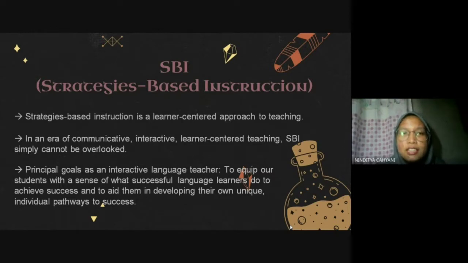So, what is strategies-based instruction? Well, SBI, or strategies-based instruction, is a learner-centered approach to teaching. In this area of communicative, interactive, and learner-centered teaching, SBI simply cannot be overlooked. And as an interactive language teacher, our goal is to equip our students with a sense of what successful language learners do to achieve success and to aid them in developing their own unique individual pathways to success.